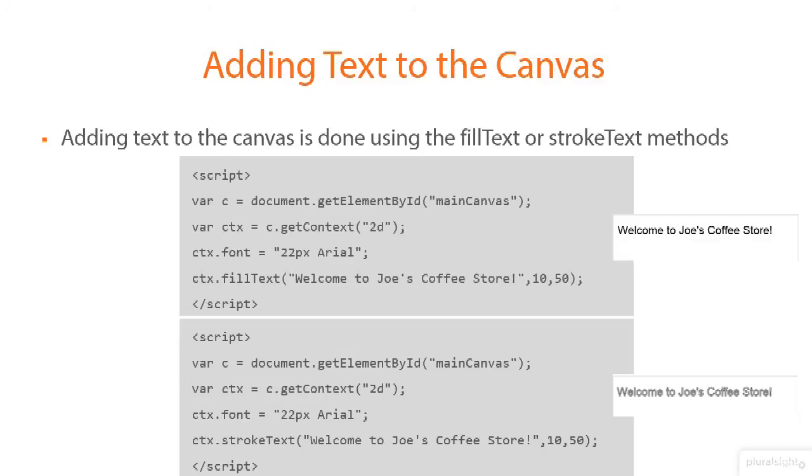Next, we call the fillText method, and we get solid characters. In the second sample, we're doing exactly the same, but now we're using the strokeText method. Notice in the screenshot that the characters are now just an outline.